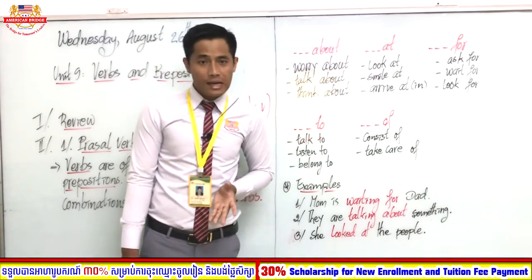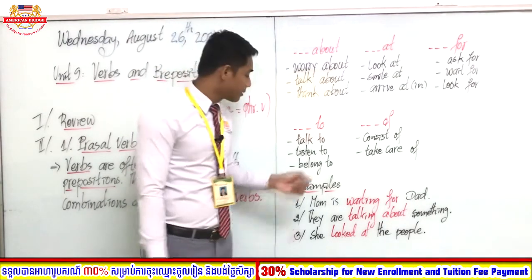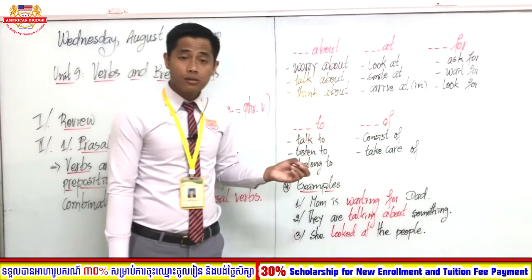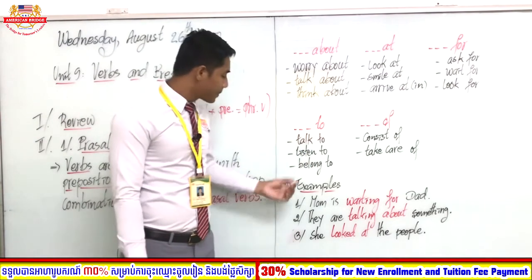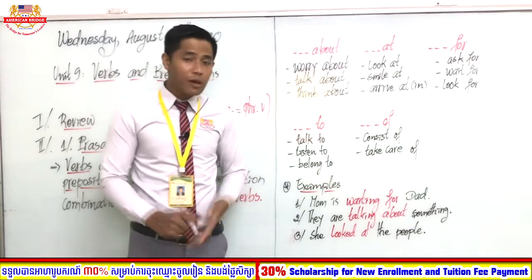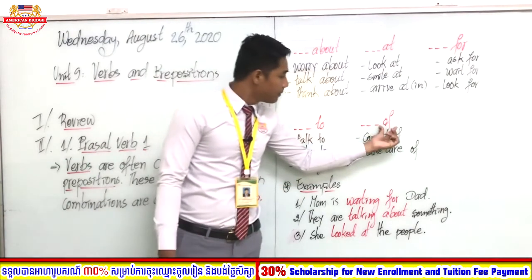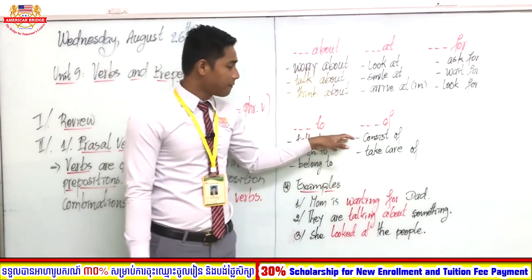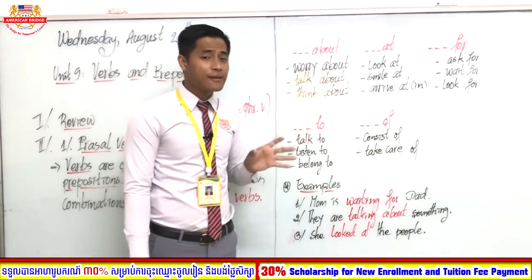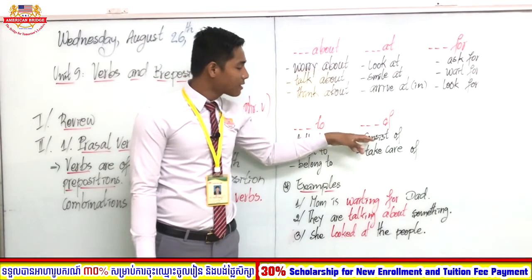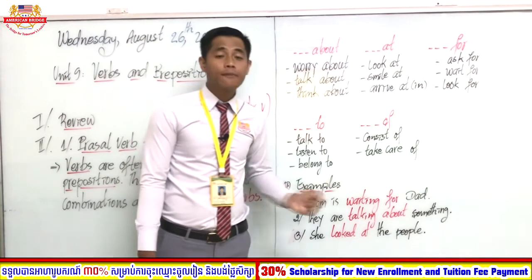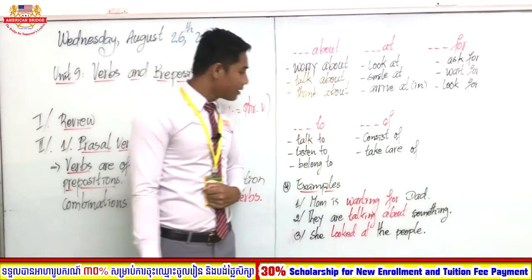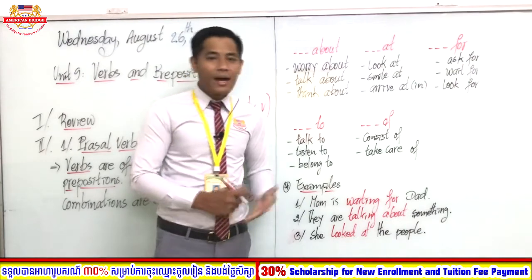Example, talk to students, or talk to the teacher. Listen to something or listen to someone: listen to the teacher, listen to music. Belong to someone, belong to something. Consist of what? Consist of 5 lessons. Example, the course consists of 5 lessons. So the meaning follows the meaning of the verb and the meaning of the preposition. All of this is called phrasal verb. Do you understand? Okay, good.